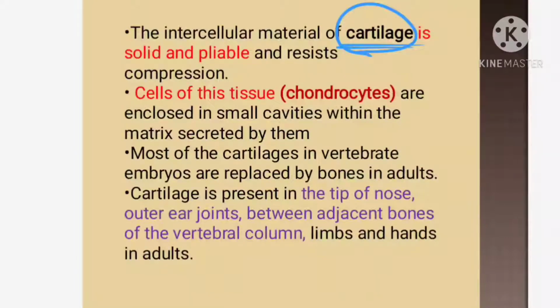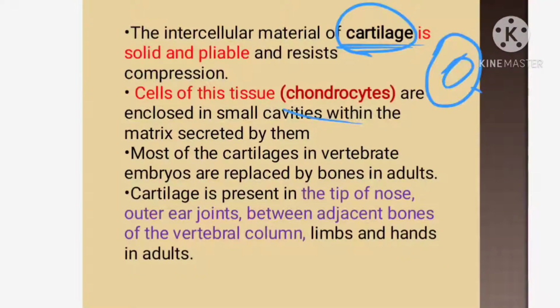So this cartilage is made up of cells, each present in a depression. The depression we call the lacuna. Inside that only, you can find the cartilage cells. These cartilage cells we call chondrocytes.